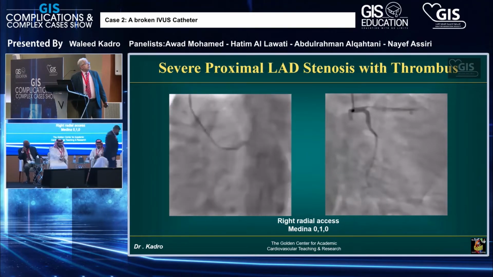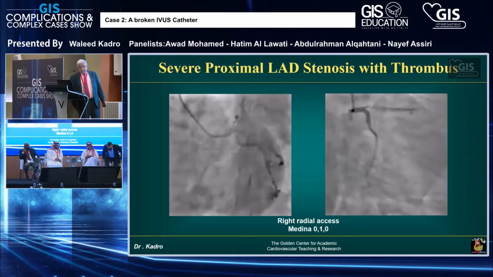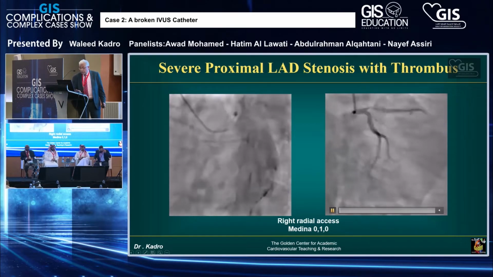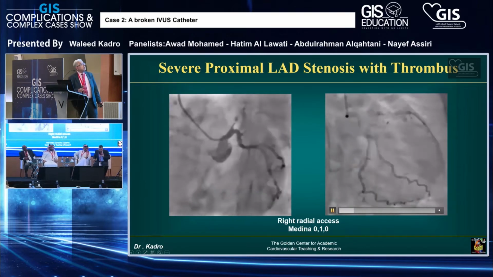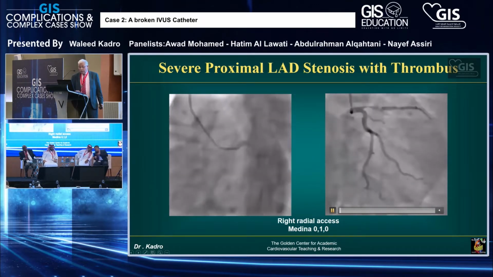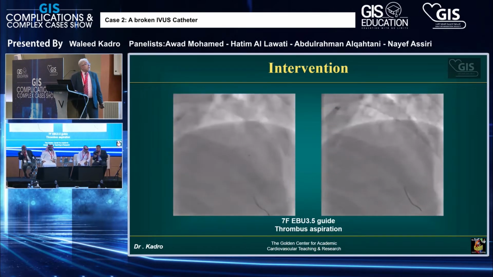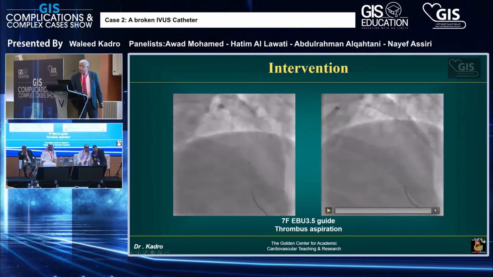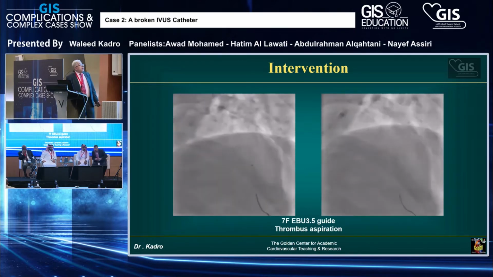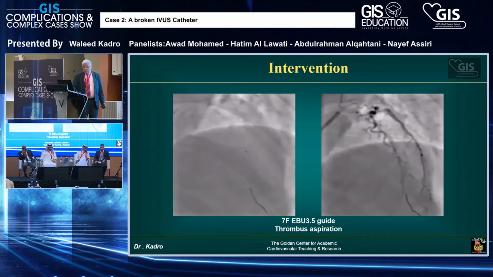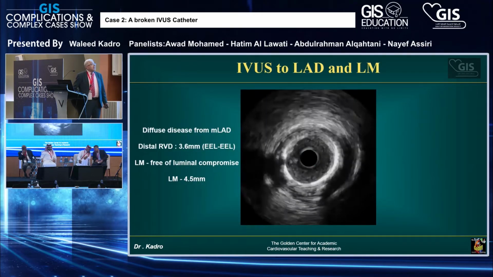You see that there is a proximal LAD lesion, and in the other view, apart from the proximal LAD, there is thrombus burden. So quickly we did the guiding catheter and a quick aspiration, and after the aspiration, we got better flow. And the patient's chest pain subsided. So the plan was to finish with stenting.